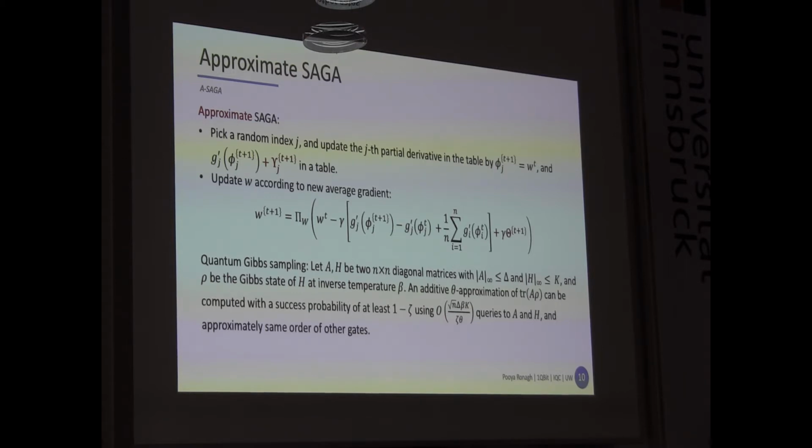So the question we want to answer is, what is the control we need over the noise so that it doesn't blow up and it still converges? And so we had to come up with a model for the noise. The way we did that is we looked at circuit model algorithms for quantum Gibbs sampling.